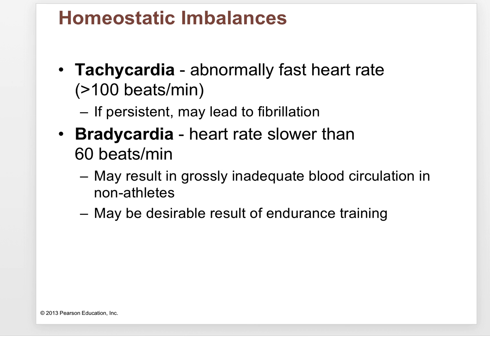The final slide is to introduce the terms tachycardia and bradycardia. Tachycardia is an abnormally fast heart rate, greater than 100 beats per minute. This would be in a resting phase. Certainly if you're exercising, it's normal to have a heart rate over 100 beats per minute, but when you're calm and relaxed and resting, if it's over 100 beats per minute, it's considered tachycardia, and that's abnormally fast. Bradycardia is an abnormally slow heart rate of less than 60 beats per minute.